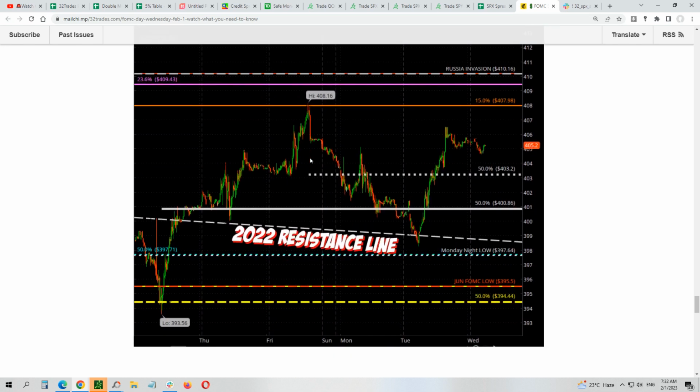The SPY and the QQQ for today. So here you go again, the 2022 resistance line, as you can see right there. This is a 15-minute chart, so it's not as accurate when it comes to the line drawings.